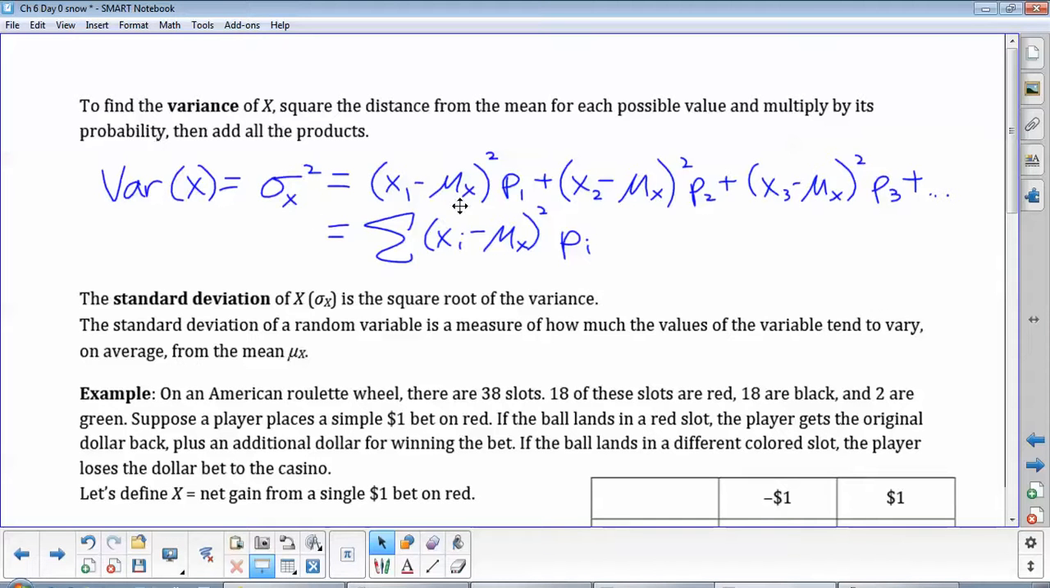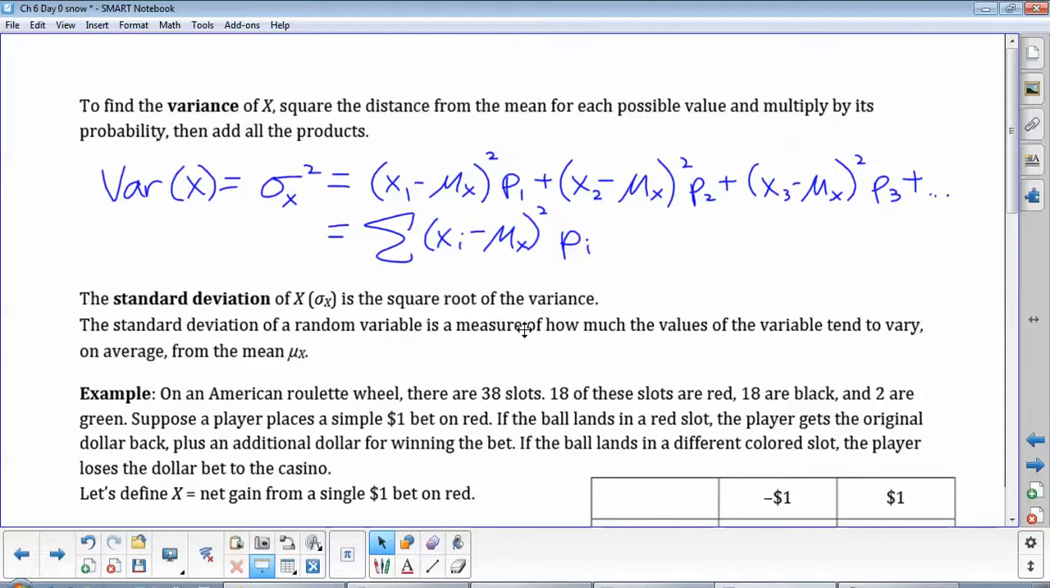Now to find the standard deviation, we just have to take the square root. So don't forget, once you're done with that, you find your standard deviation by taking the square root of that. Don't forget what a standard deviation is. When you're interpreting this, it's a measure of how much the values of the variable tend to vary, on average, from the mean.